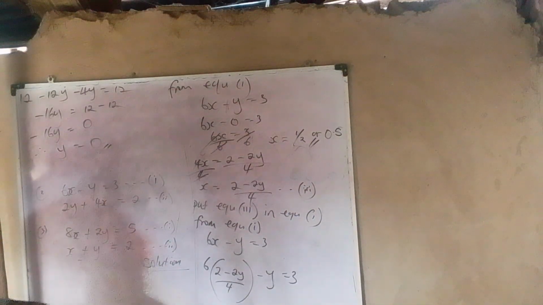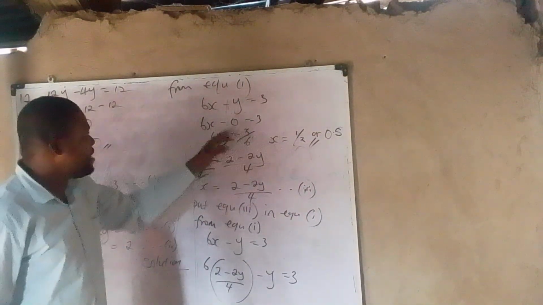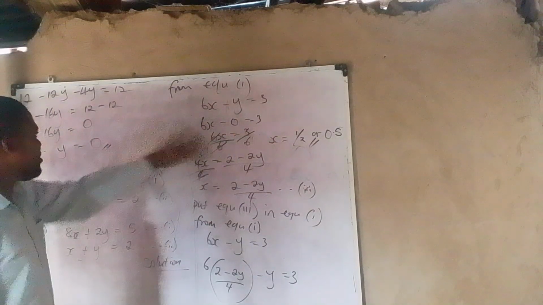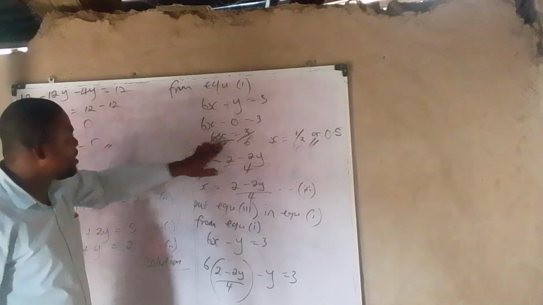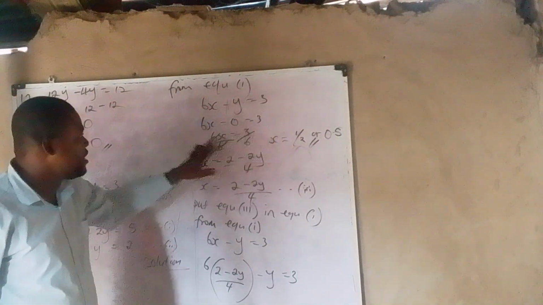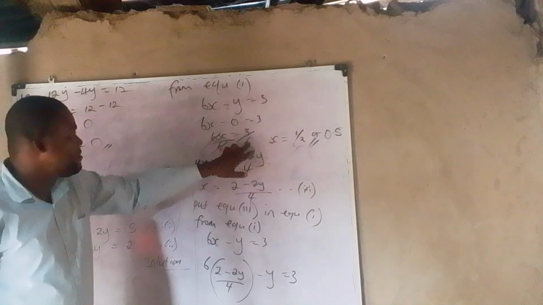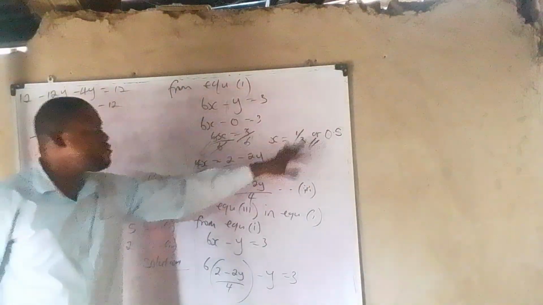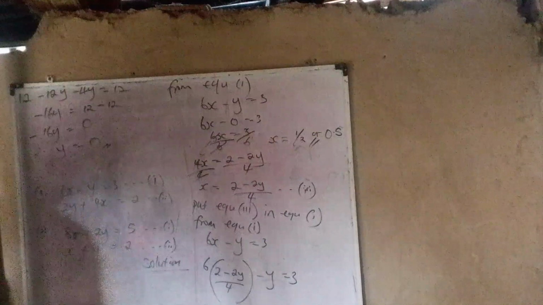Look at my answer: 1 over 2 or 0.5. That's my answer. Because this y is already 0, minus 0 will just go out. 6x will come down equal to 3, divided by 6, divided by this same 6. 6 cancels 6, x is now equal to 3 over 6 is equal to 1 over 2 or 0.5. That is that for number 2.